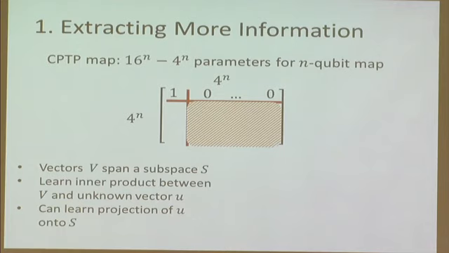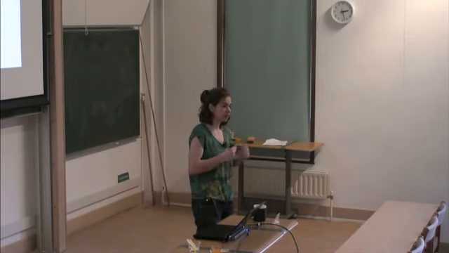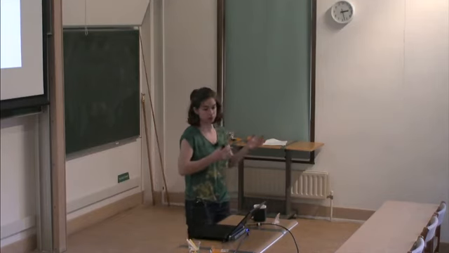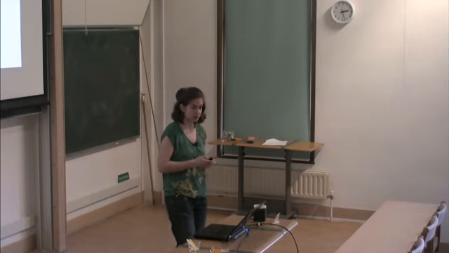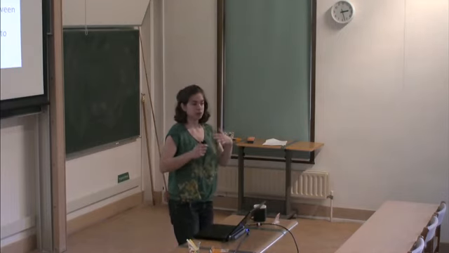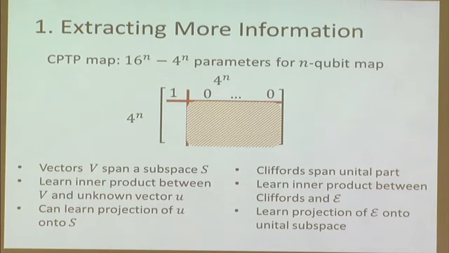So why is this the case? There's a very simple linear algebra fact that if you have a set of vectors that span a subspace S, and you have some extra vector u, and you'd like to learn its projection into S, then you can just take the inner product of your vector u with all of the vectors in V, and that's sufficient to learn the projection of u onto S. And so basically, we showed that the Cliffords span the unital block.